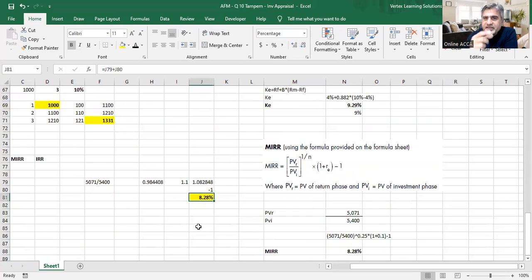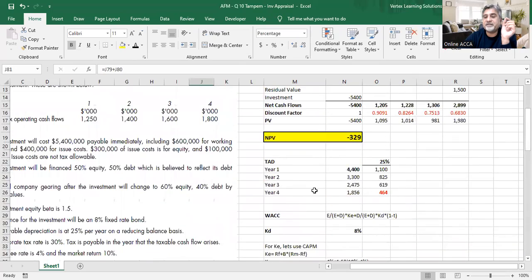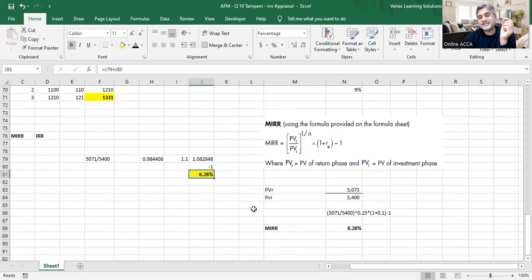Remember, IRR is the real rate of return, what the project is bringing in. And this is the reason why NPV is coming negative, because the project is actually not generating wealth, it is actually exhausting wealth. You are earning 8.28% and you are giving away 10%. So every year, 1.62 or 68%, you are losing the money on this particular investment. So this is the scene for MIRR.